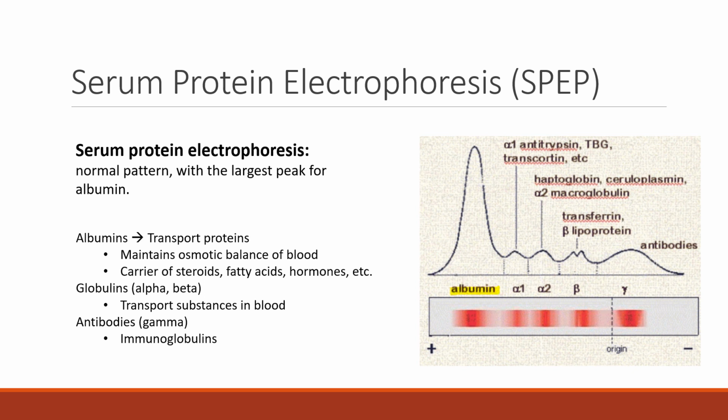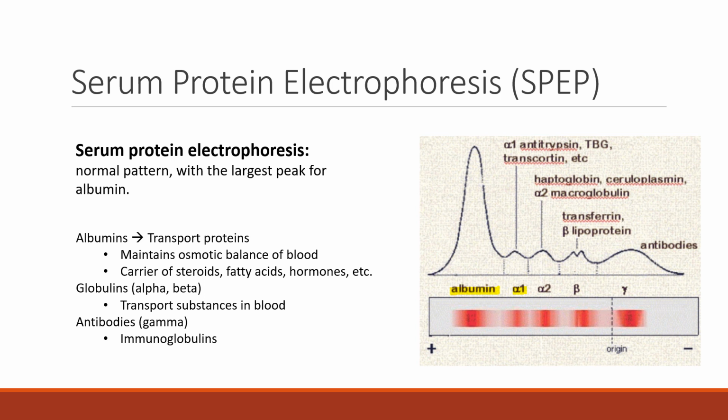Albumin is one of the most abundant proteins in our body, and it transports substances throughout our body and plays a role in tissue growth and repair. Another protein is the alpha-1 antitrypsin globulin protein. This is produced by the lungs and the liver and can increase with inflammatory diseases.